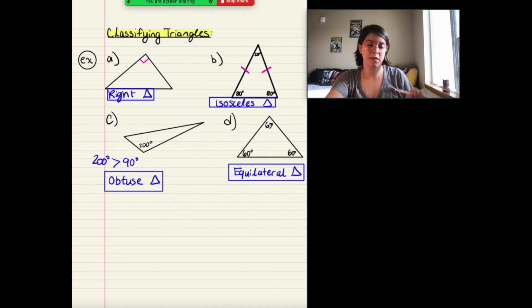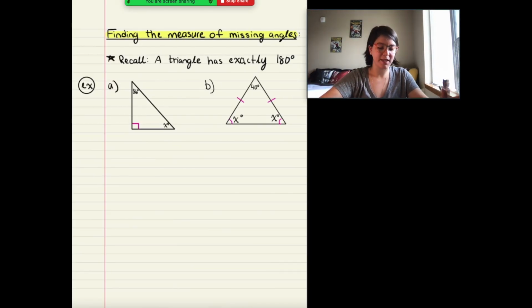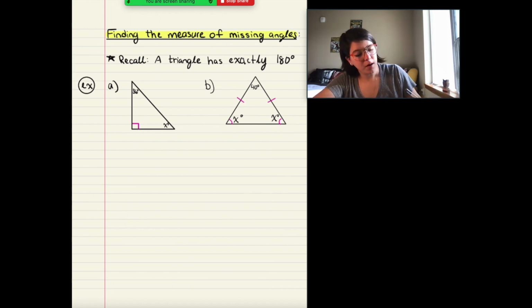We're going to do a couple more examples. We're asked to find the measure of the missing angle. So remember, in a triangle, our angles add up to 180 degrees. So in our first triangle, we're given that one angle is 36 degrees, we're given that one angle is right, and then we have to find this third angle, we call it x.